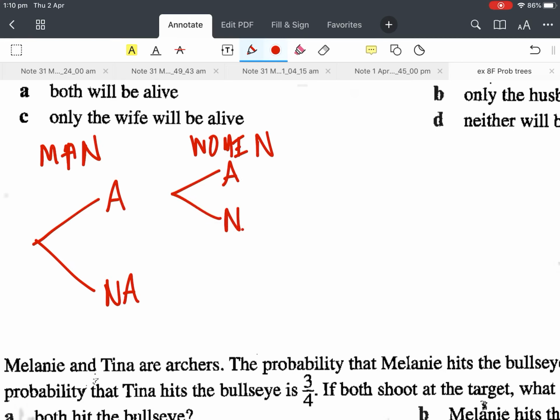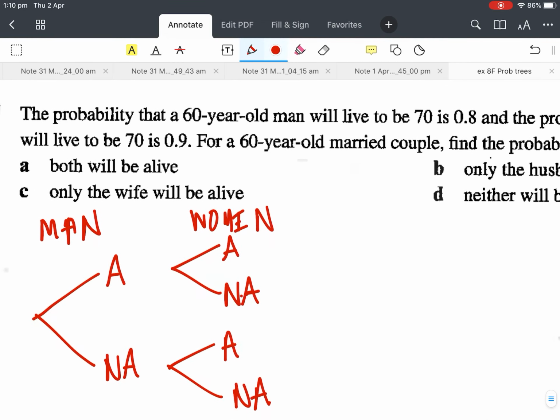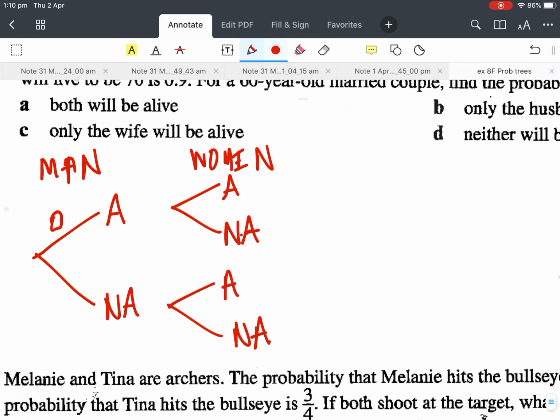Alive, not alive. Alive, not alive. Now, it's said in the question that the man's probability to live is 0.8. So on his alive branch, I'm going to put 0.8. To figure out his not alive, I'm going to go 1 minus 0.8, because all probabilities add up to 1. So what do you add to 0.8 to get it to 1? You add 0.2. So the not alive is 0.2.